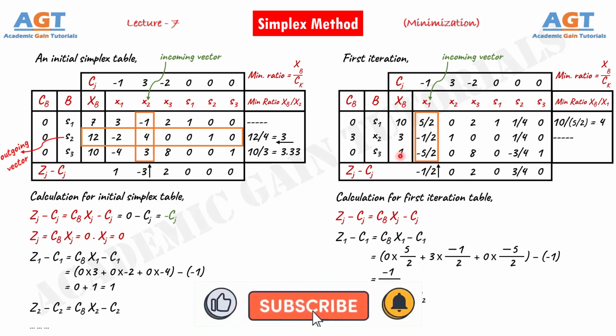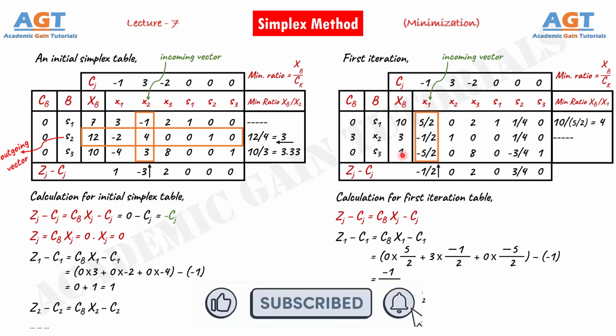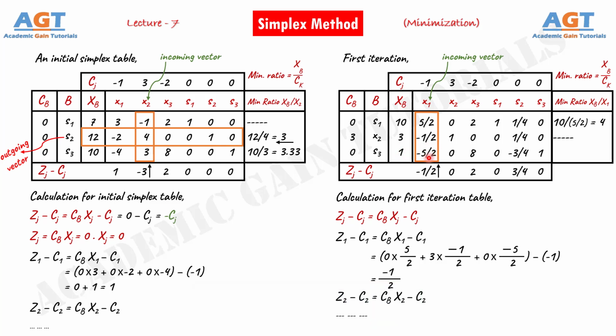Now, for the third row also, the value of the key column is minus 5 by 2, which is a negative value, so we will not calculate the minimum ratio for this row also. So, we got only one value for minimum ratio, so this will be our minimum value. We will indicate this minimum value of 4 by an arrow, and this corresponding row will be the key row. This variable s1 will be the outgoing vector.